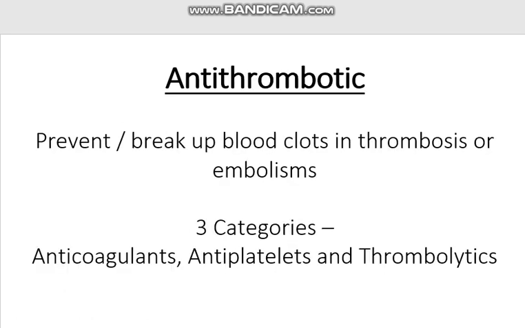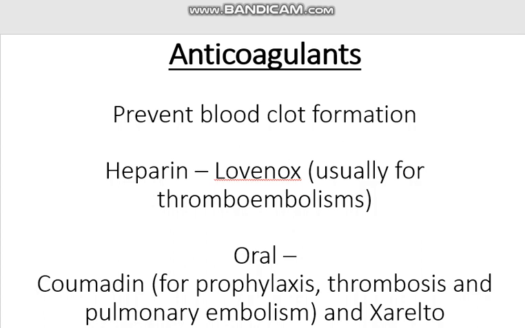Antithrombotic drugs help prevent and break up blood clots in thrombosis or embolisms. They have 3 categories, which are anticoagulants, antiplatelets and thrombolytics. Anticoagulants prevent blood clot formation. The main drugs include heparin, and Lovenox, usually used for thromboembolisms. The oral drugs include Coumadin, which is used for prophylaxis, thrombosis and pulmonary embolism, and Xarelto.